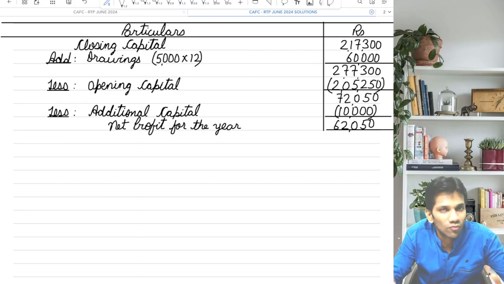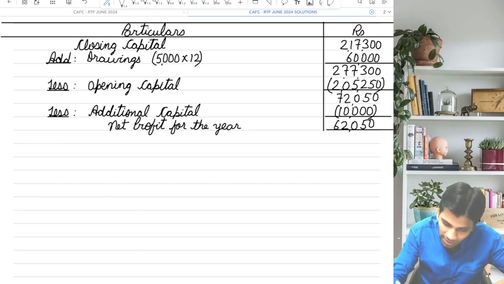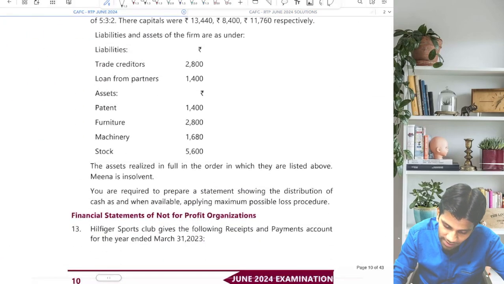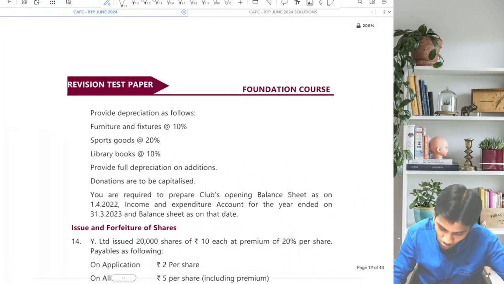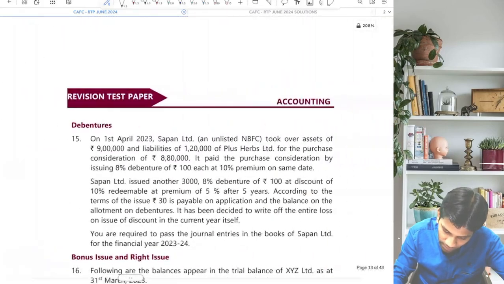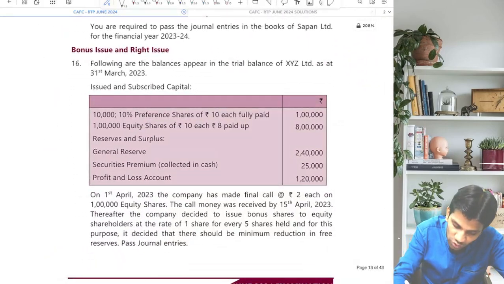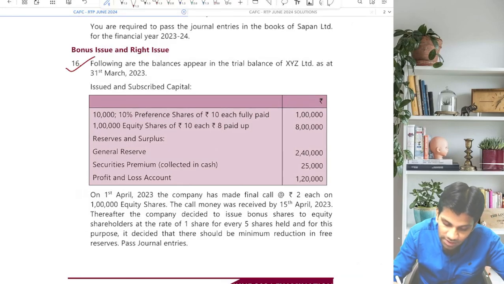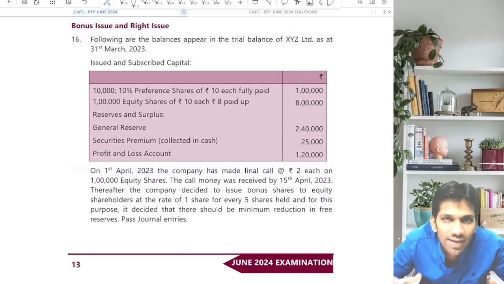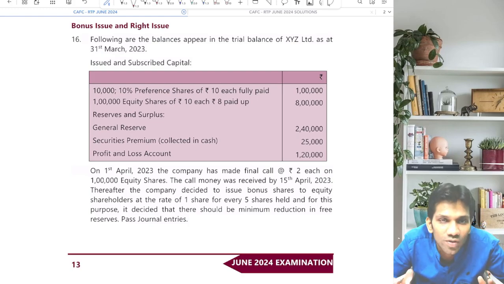Guys, we will move to the next question. The next question will be from the new syllabus. Again, we'll go for the new syllabus part. The next part which I am going to solve with you is this one. We'll take bonus issue and right issue first. Question number 16, bonus issue and right issue. So guys, we'll continue with the next question of RTP, that is bonus issue and right issue.